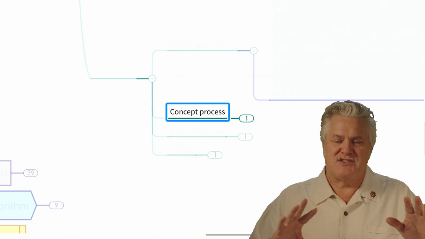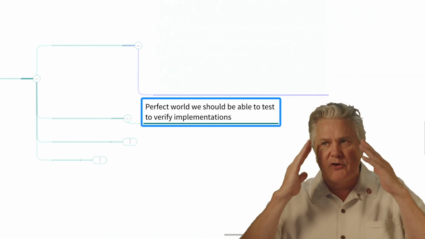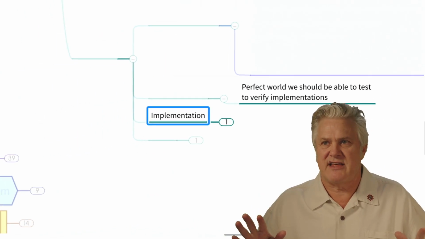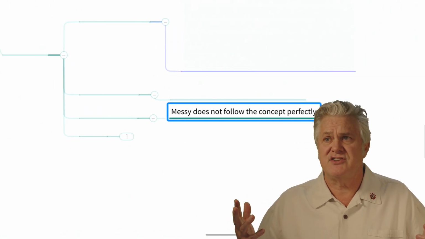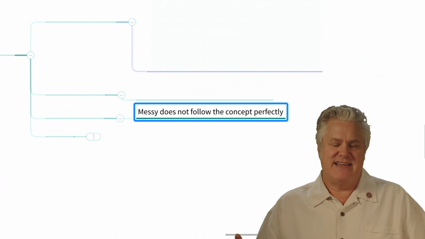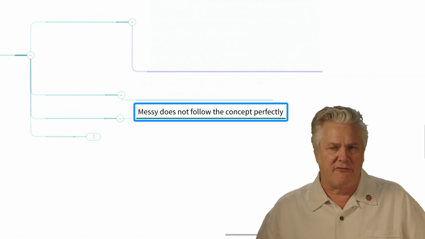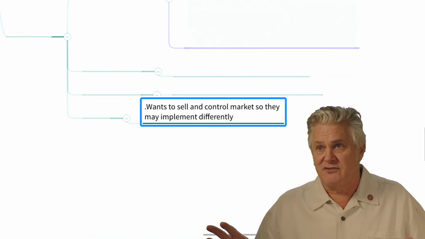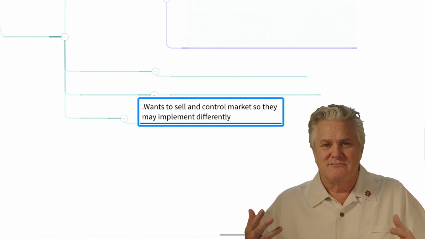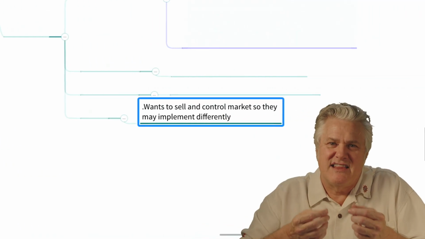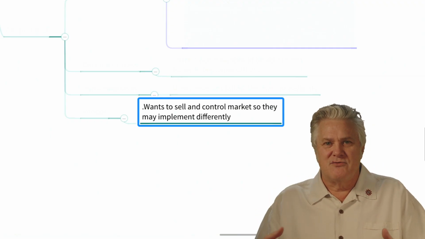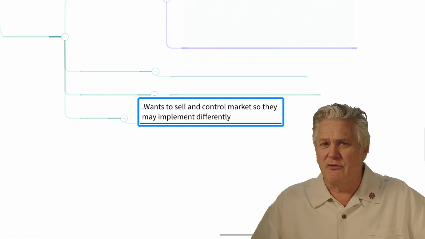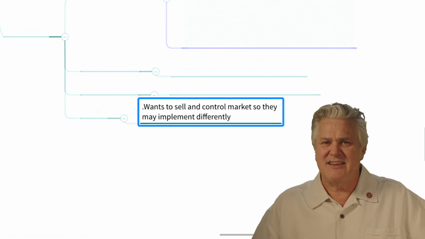So let's think about the process here just for a second. In the perfect world, we should be able to test and verify all of the implementations that are out there. On the implementation side of things, it's messy and it doesn't follow the concept perfectly. And finally, the vendors who are involved in this want to sell you a little piece of this, and they want to control the market. So they're going to try and implement a little bit differently. So that's the overview of what we're going to do. And let's get started with that.